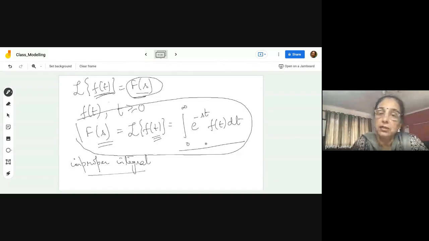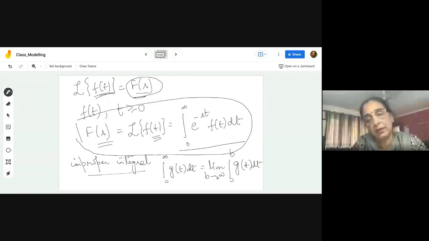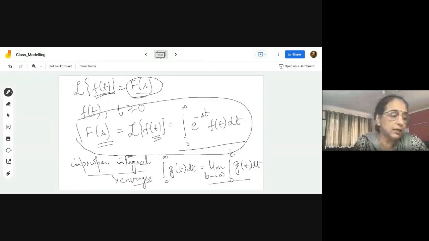This is an improper integral, and you know very well that any improper integral from 0 to infinity of g of t dt is actually nothing but the limit as b tends to infinity of the integral from 0 to b of g of t dt. This is how the integral is defined. And if this limit exists, then we say that the improper integral converges, right? And if it does not exist, or it's infinity, we say that the improper integral diverges. Am I right or wrong?